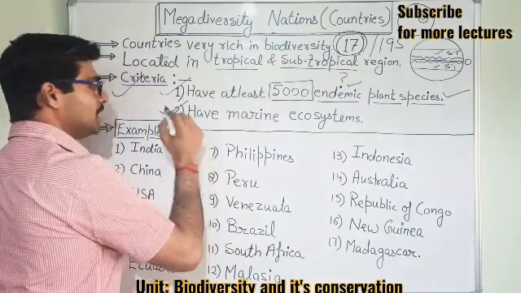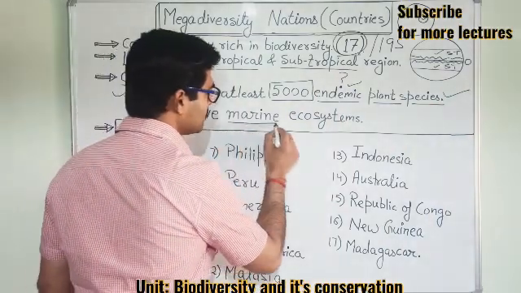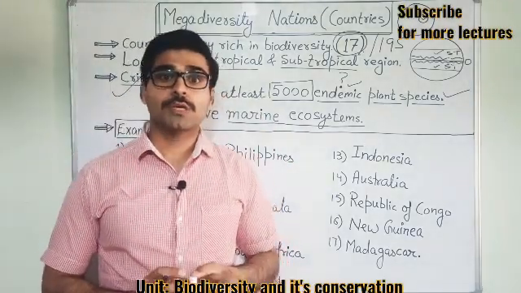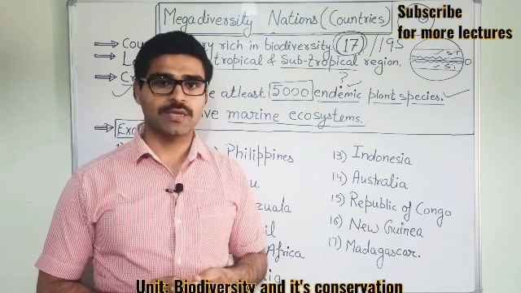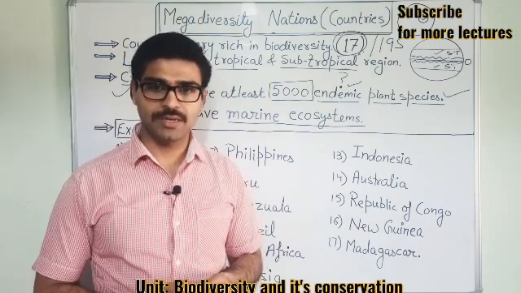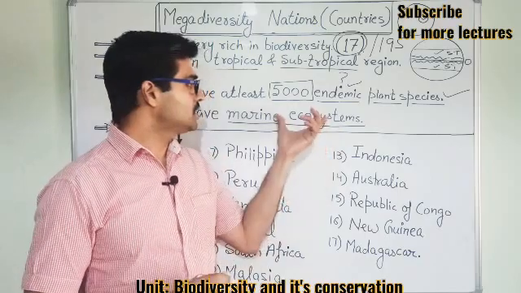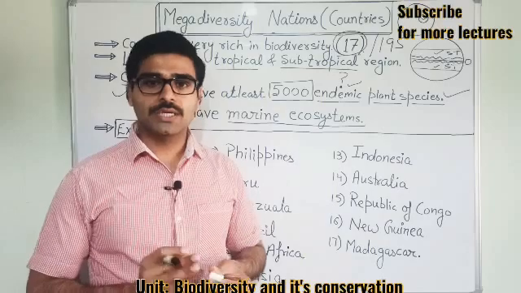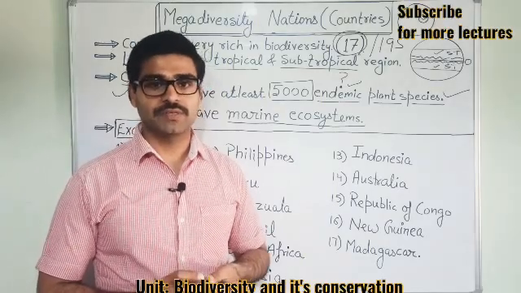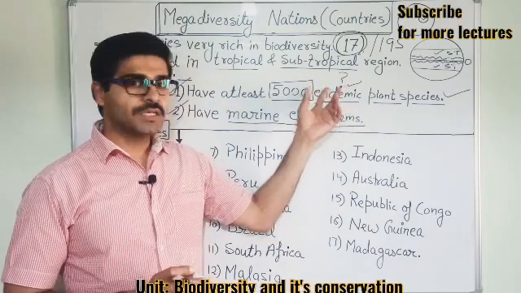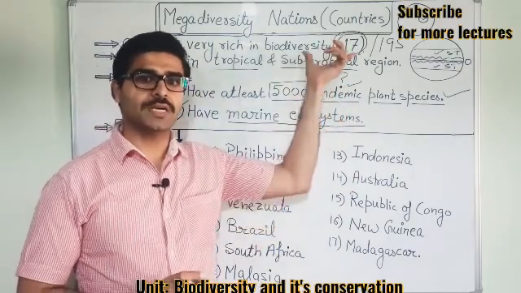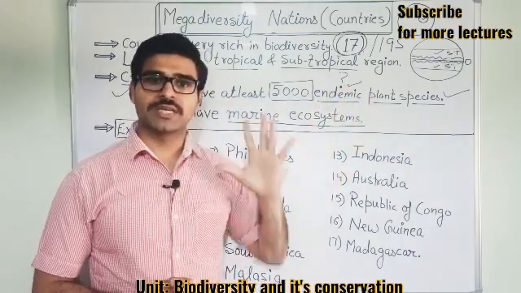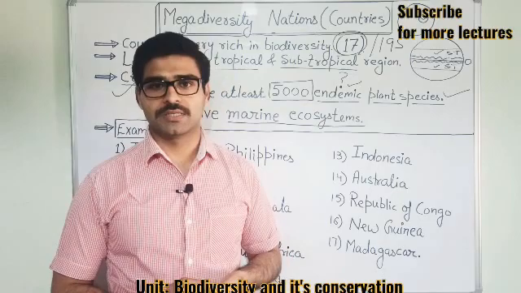Remember this. The second point is that the country should have a marine ecosystem. Marine ecosystem means coastal boundaries. The country should have coastal boundaries, for example, India. This is the second criterion. Why do we consider marine ecosystems? Because marine ecosystems are very rich in biodiversity. So that's why we consider two points for the selection of megadiversity nations. Only 17 countries fulfill these two criteria.